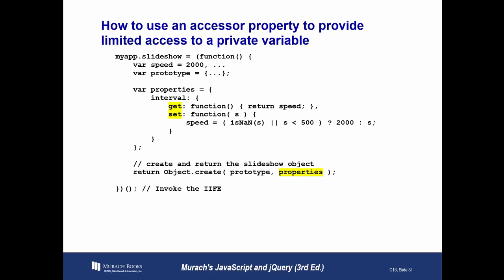These can read and write the property's data. An accessor property with only a getter is read-only, and one with only a setter is write-only. Finally, the last example, I guess, that's in here shows how to add an accessor named interval to the slideshow object.